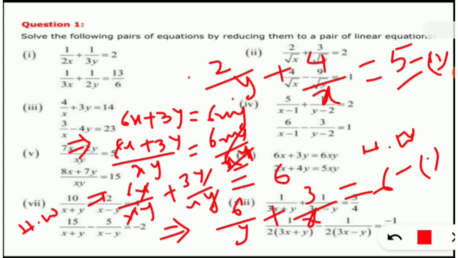Now putting 1 by x equals p and 1 by y equals q, this can be written as 6p plus 3q equals 6, and this is 2p plus 4q equals 5. Now students, solve these problems and find the values of p and q, and after that find the values of x and y. So this is your homework.